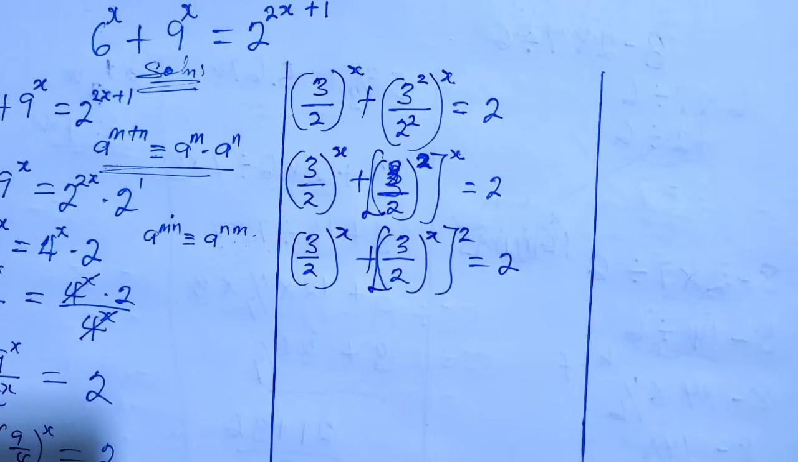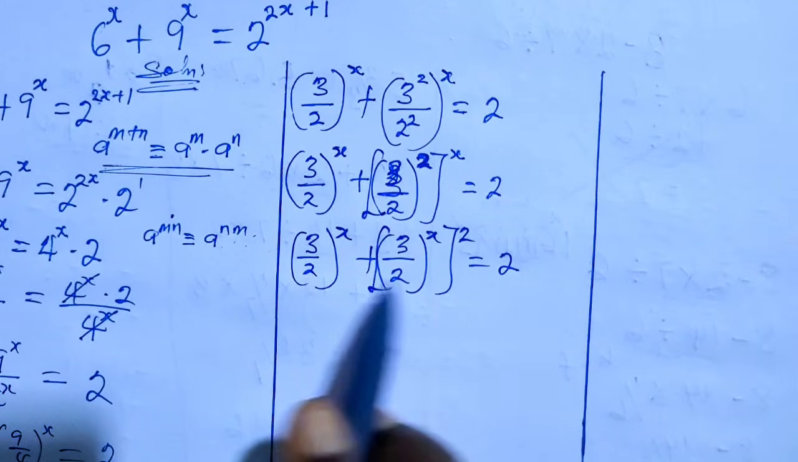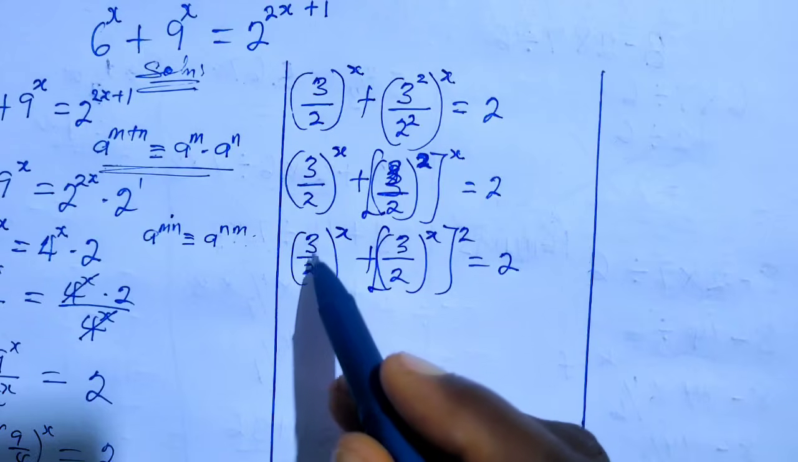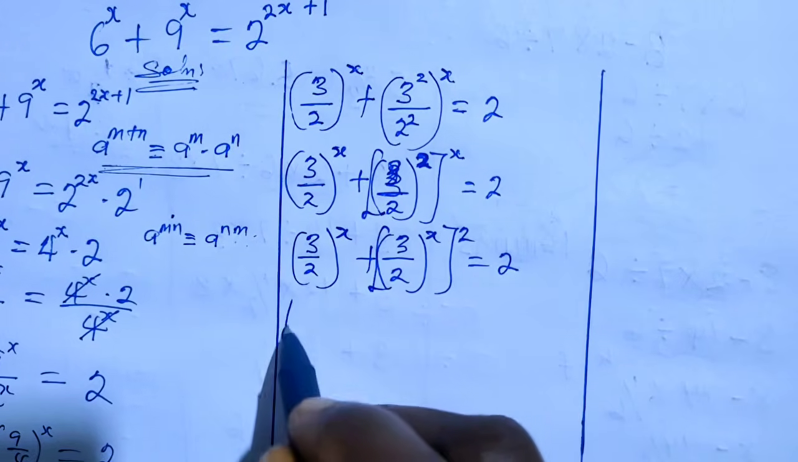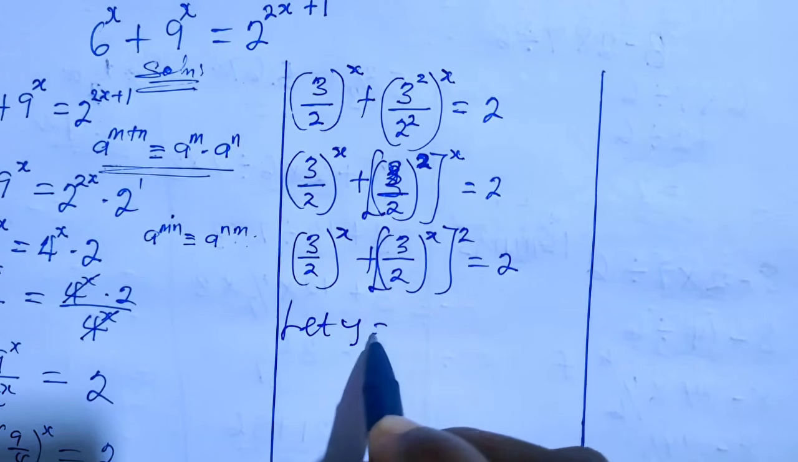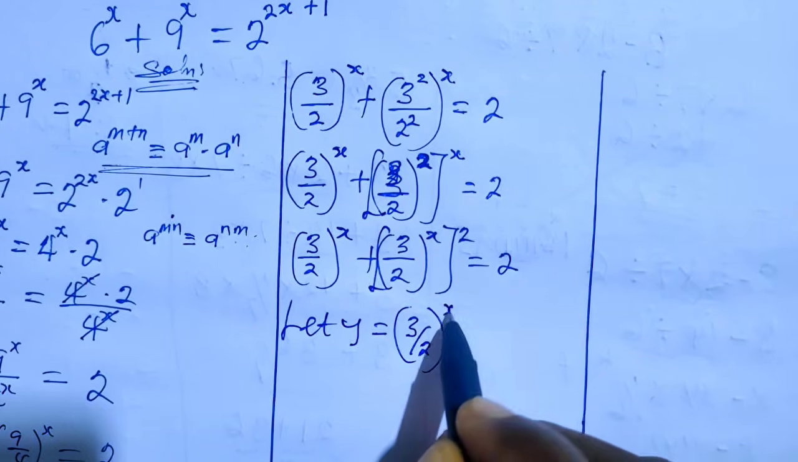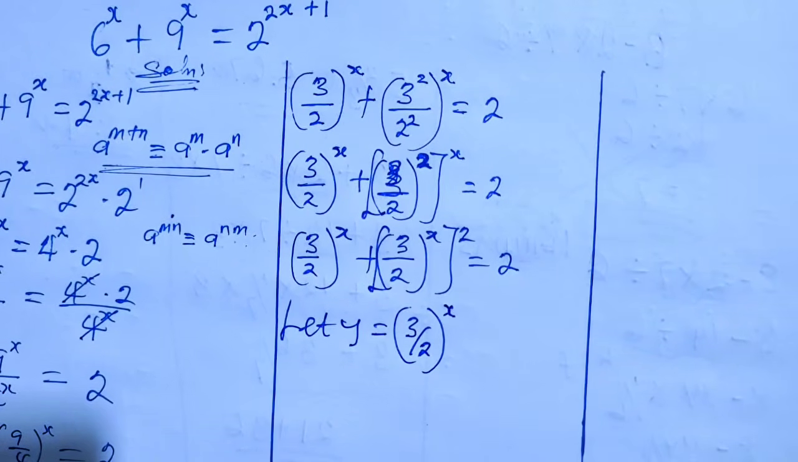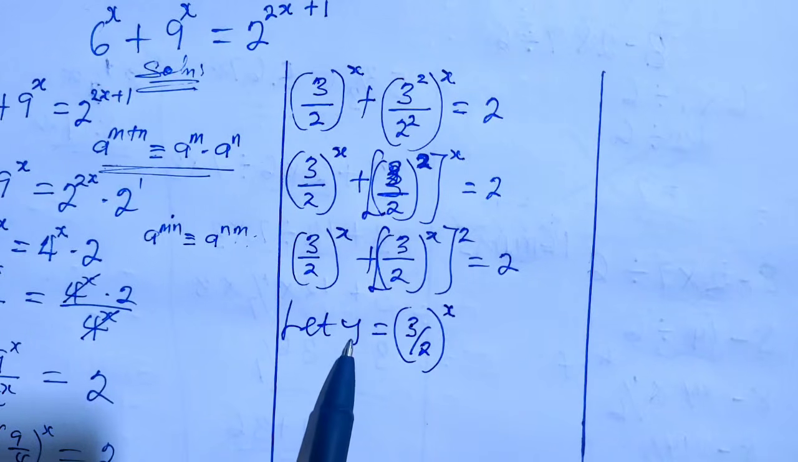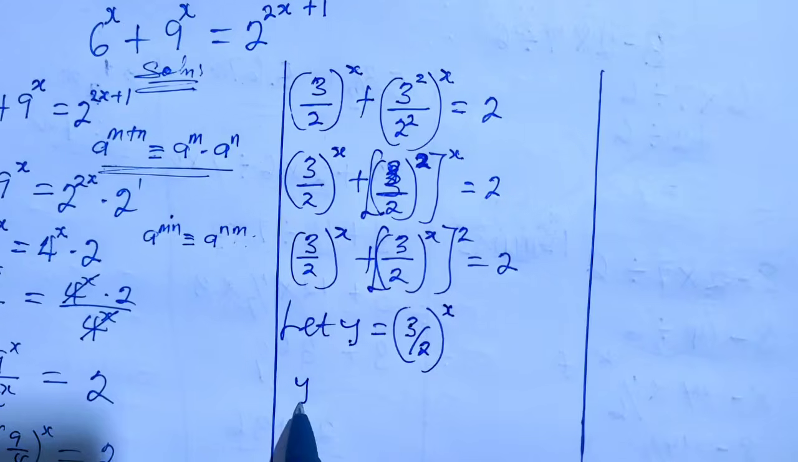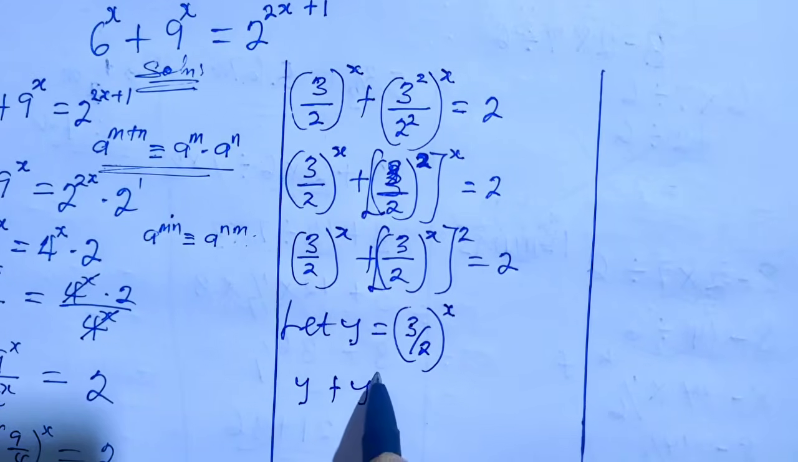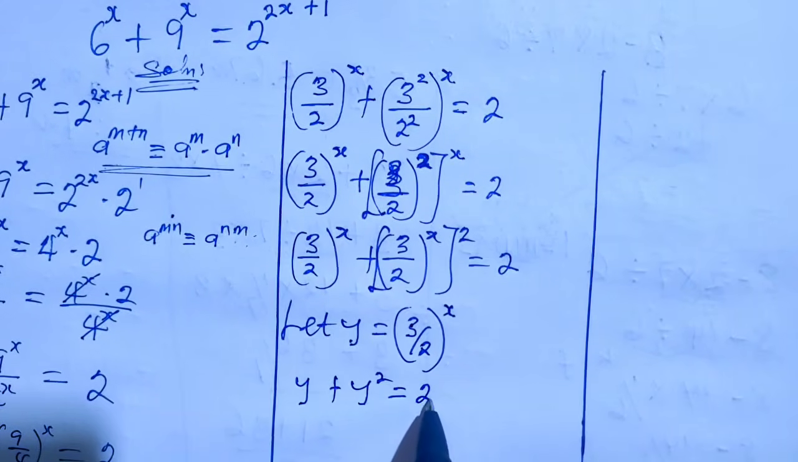But at this point, I'm going to assign a variable to represent (3/2)^x, and let y equal (3/2)^x. That is, wherever I see (3/2)^x, I'm going to substitute y. Therefore, at this point, we have here y plus y squared equals 2.